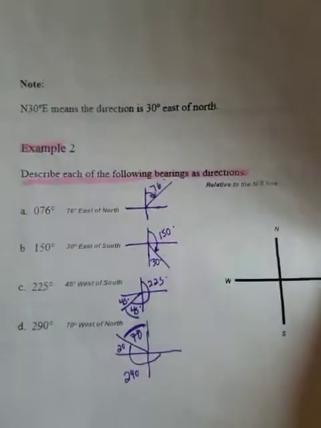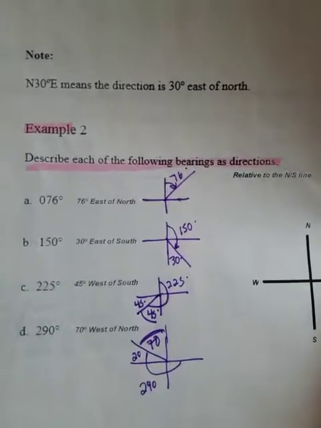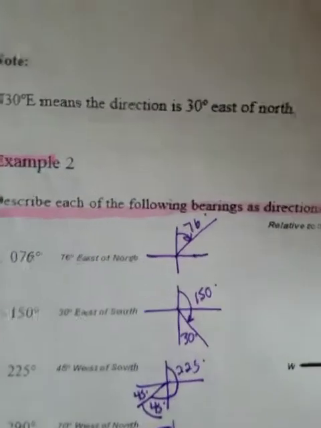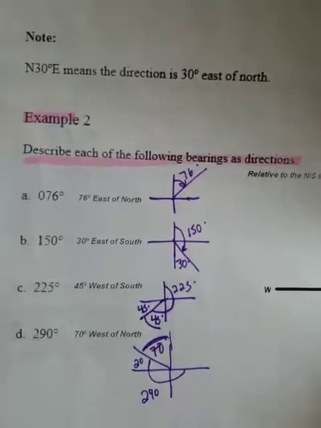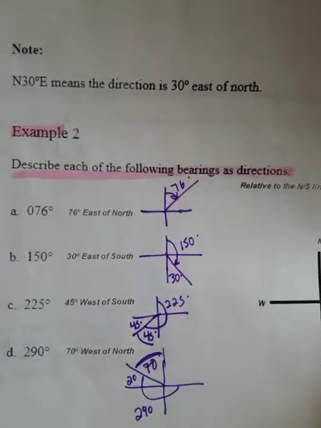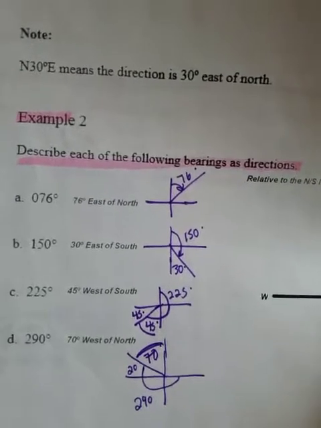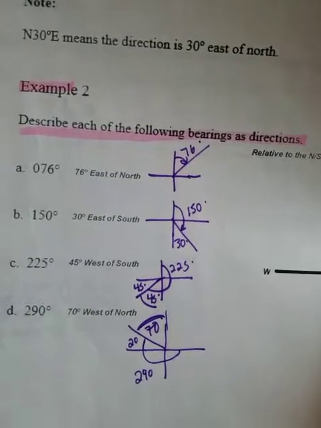And then on your last one here, describe each of the following bearings as a direction. So if you had 76 east of north, that's your first drawing there. For part B, 150 degrees. Remember, that's 30 degrees east of south. There you go for that one.